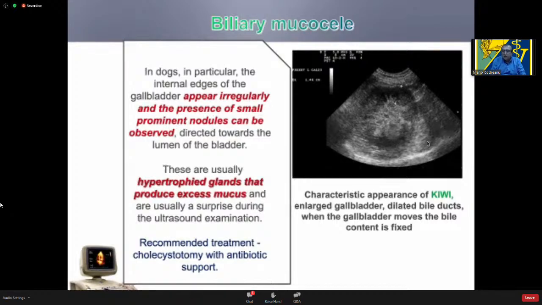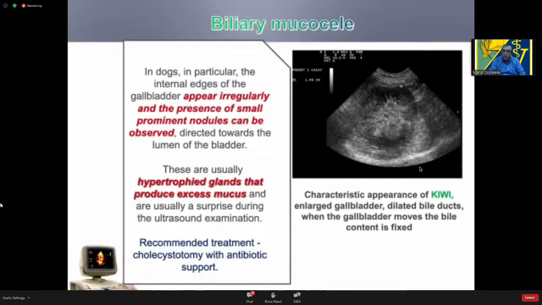I told you that the cause is the hypertrophic glands, which is responsible for an enhanced production of mucus, excessive mucus production, and it's a surprise during the ultrasound examination in very many cases. Regarding the ultrasound appearance or pattern, it appears, as I told you, as a kiwi-shaped pattern image, an enlarged gallbladder because of the thickened bile with a high consistency.